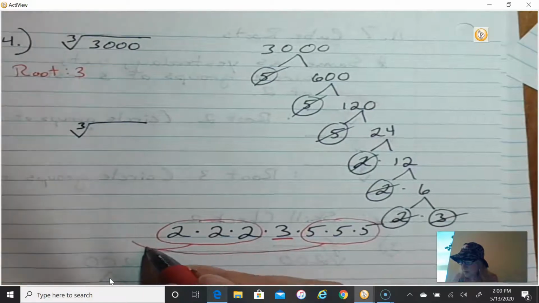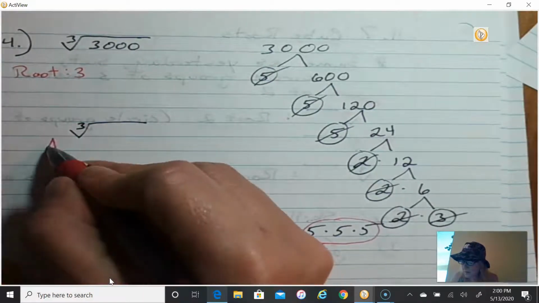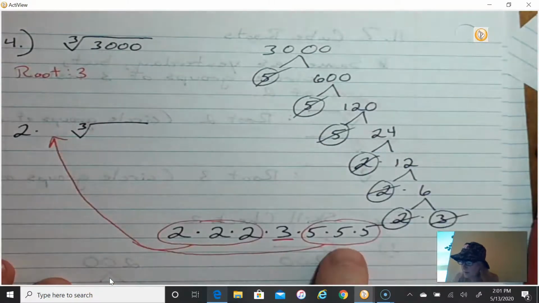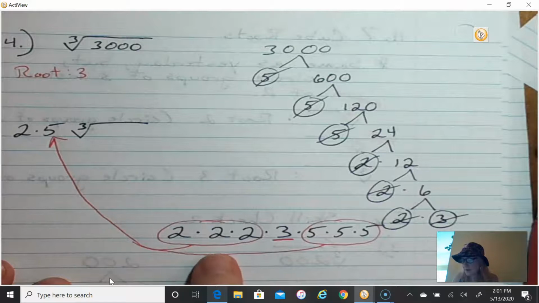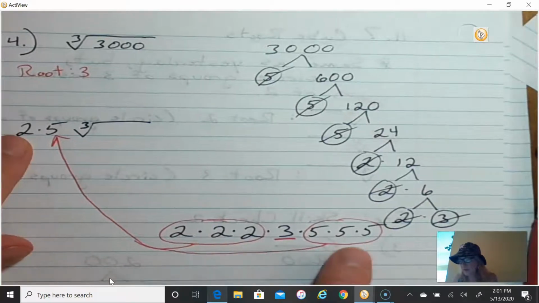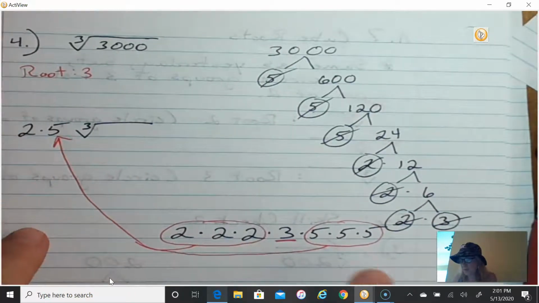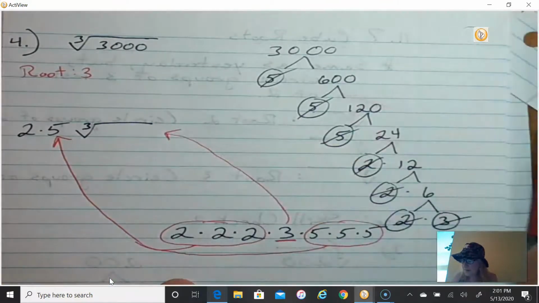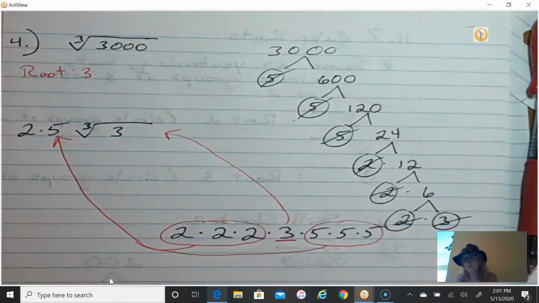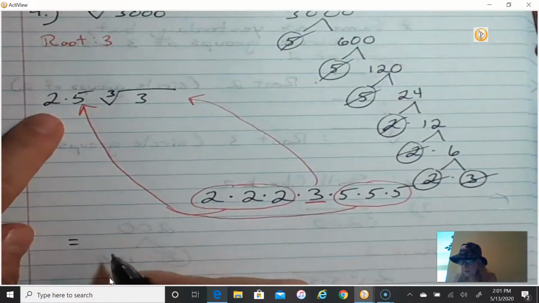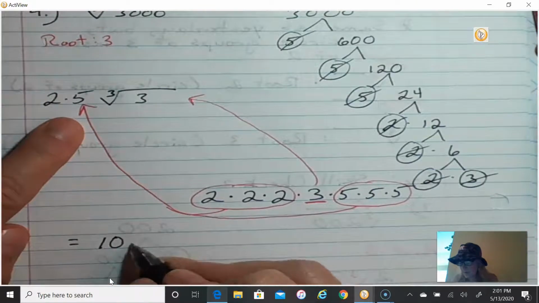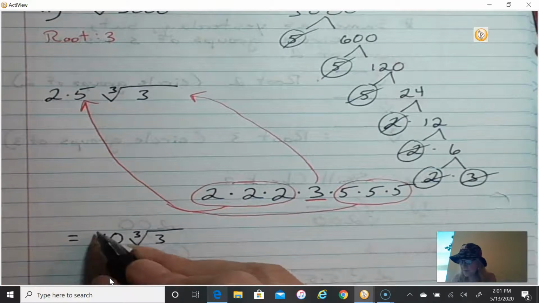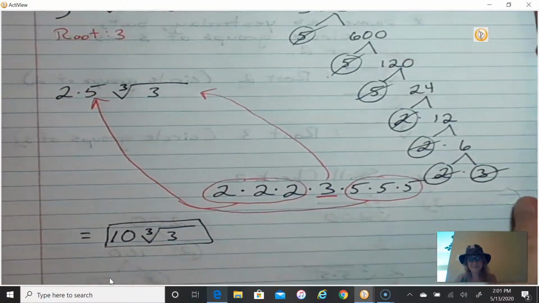My groups are going to go on the outside. That's 1, 2 times 5. See, a group of 2 and a group of 5, and you must multiply. My leftover goes inside. Now we multiply. 2 times 5 is 10, times the cube root, don't forget the little root, 3. There you go.